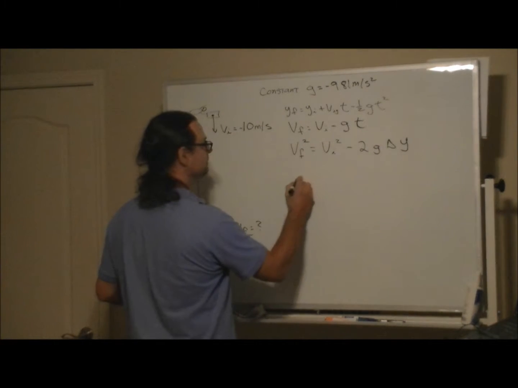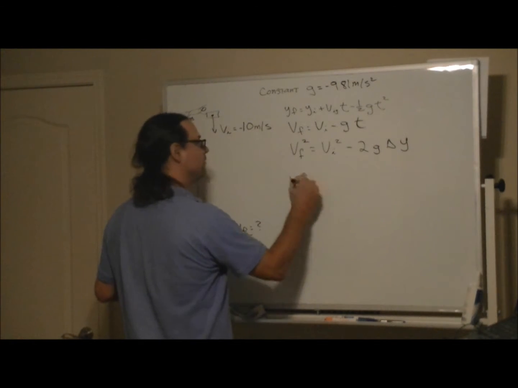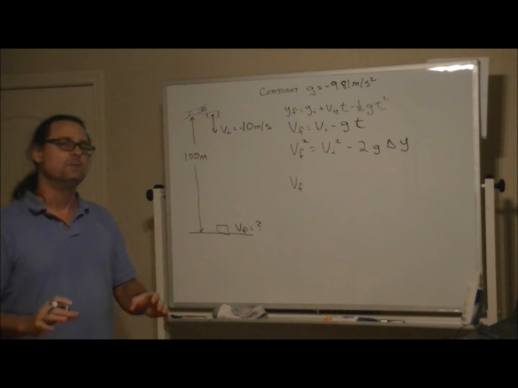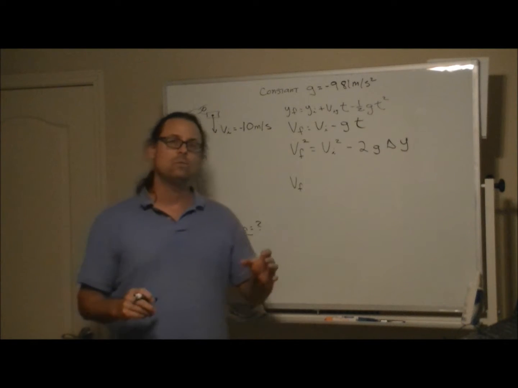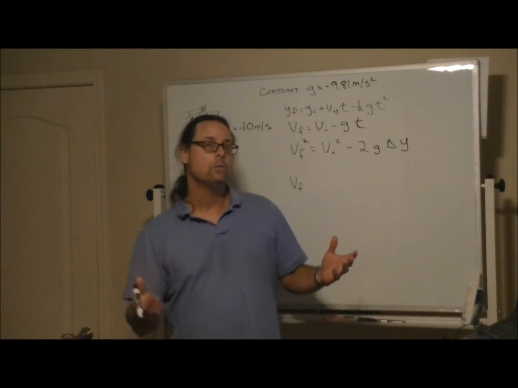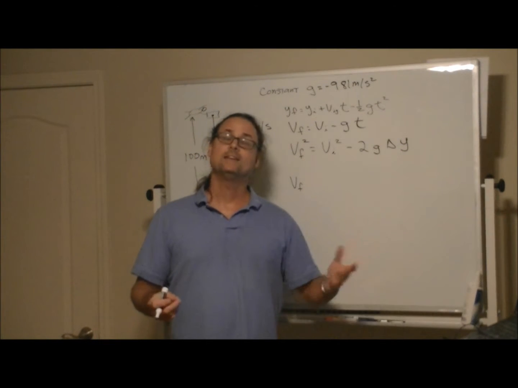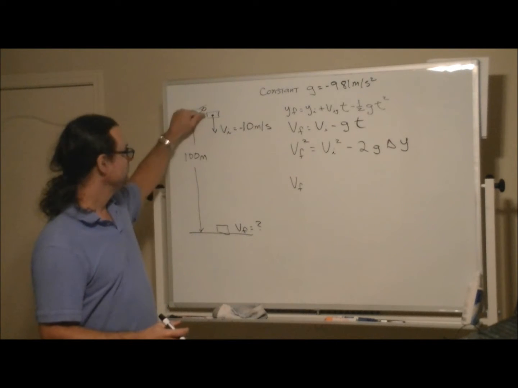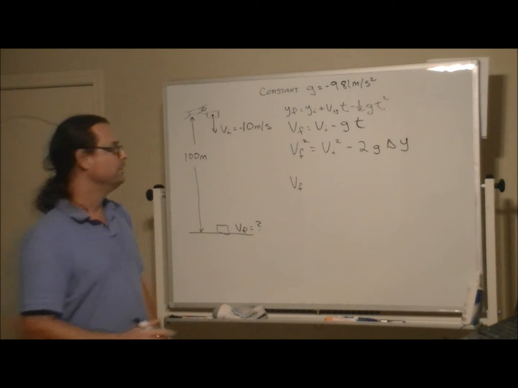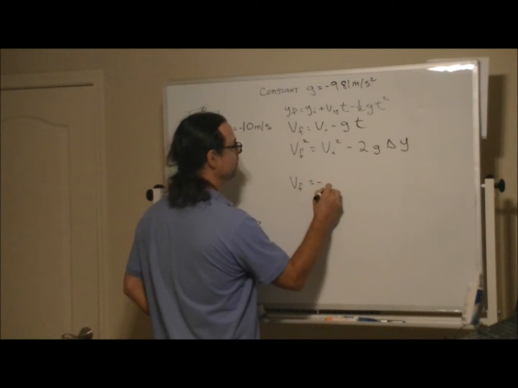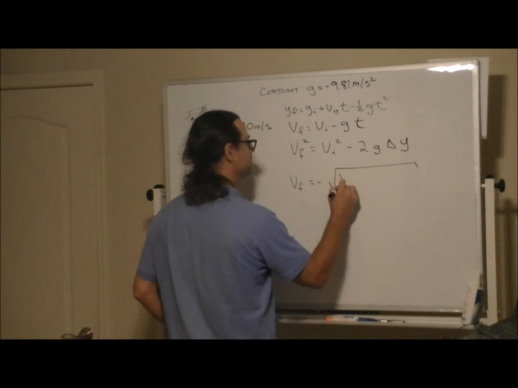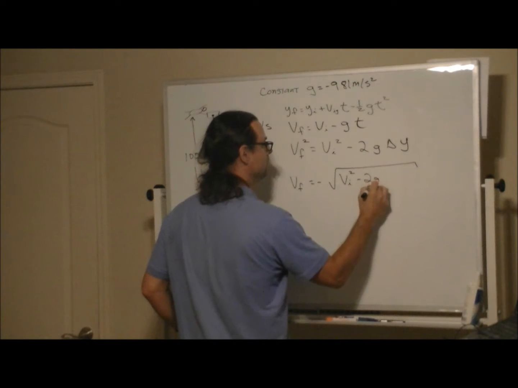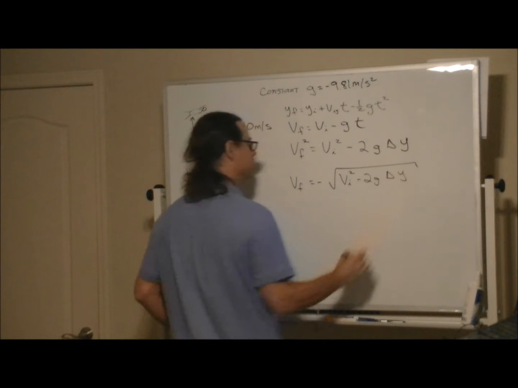So let's go ahead and solve for v final. Now, when you take the square root of both sides, you always need to be a little careful, because you always want to stop and ask, do I want the positive square root or the negative square root? In this case, as in a lot of physics problems, you want to appeal to your physical intuition. The cell phone is traveling downward when it hits the ground, so you want the negative square root. So it's negative the square root of v initial squared minus 2g delta y.